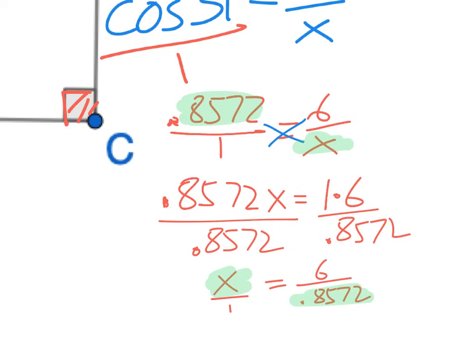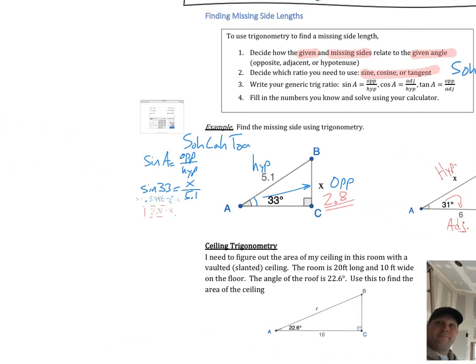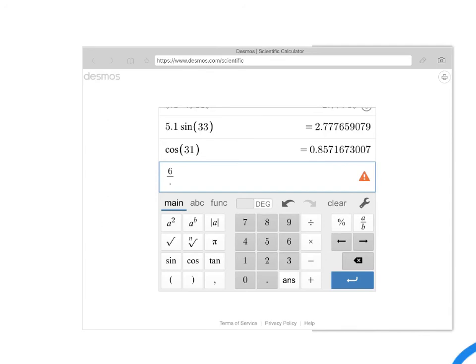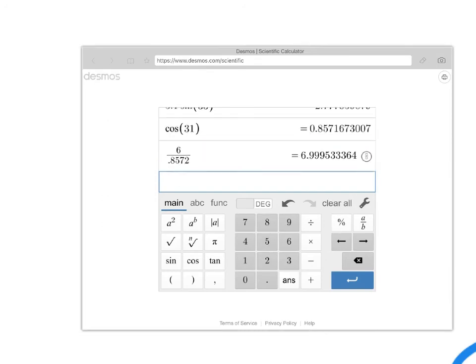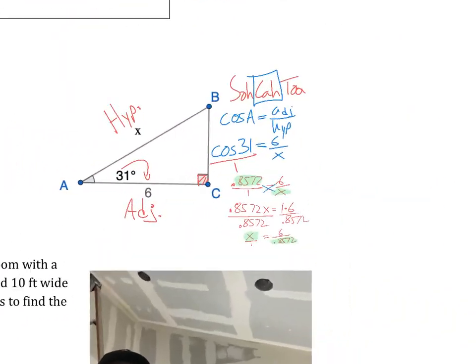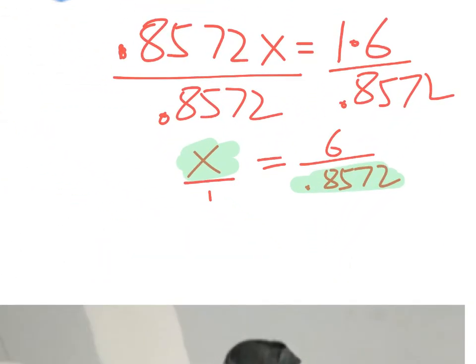So that's going to be a useful thing here, and we'll use that in a moment. I'll show you a quick shortcut, but let's do this. 6 divided by 0.8572. Going over to our calculator, we have 6 divided by 0.8572, and we get 6.99995. Let's round that to 1 decimal place. If we round to 1 decimal place, we get 7.0.